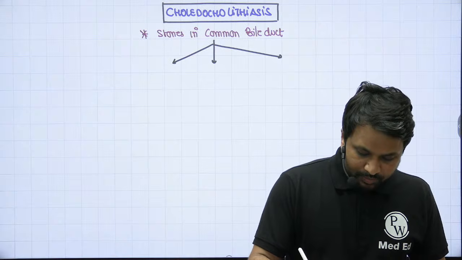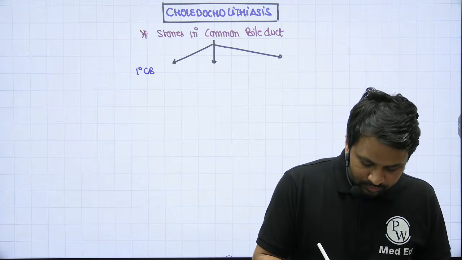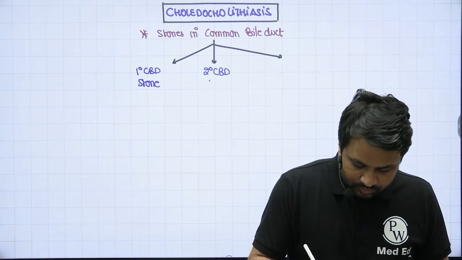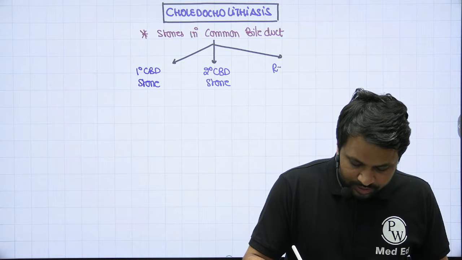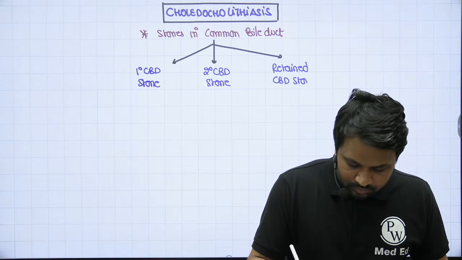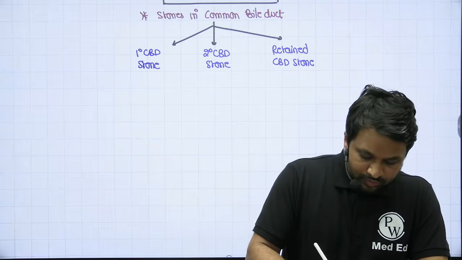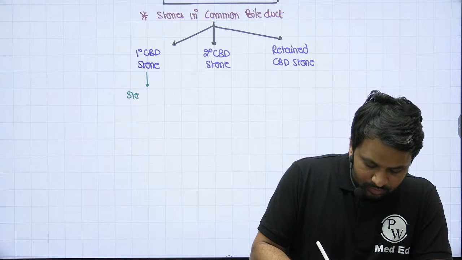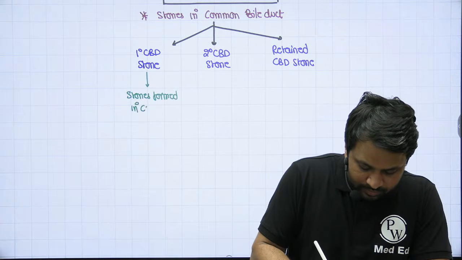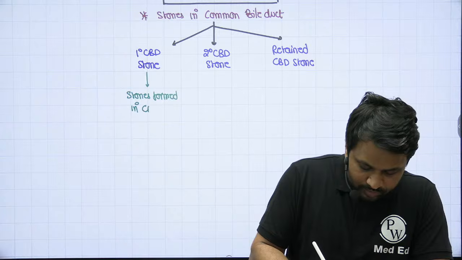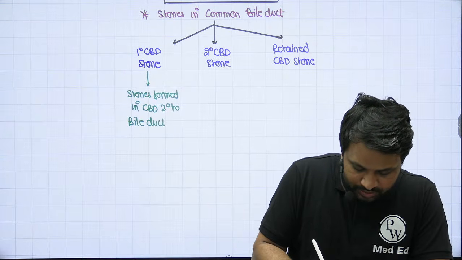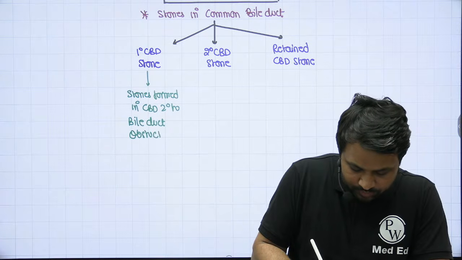So we have a primary CBD stone, a secondary CBD stone, and then a retained CBD stone. Primary CBD stones are those stones which are formed in the bile duct, stones formed in CBD secondary to bile duct obstruction.